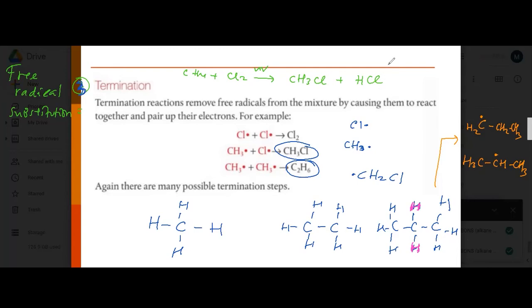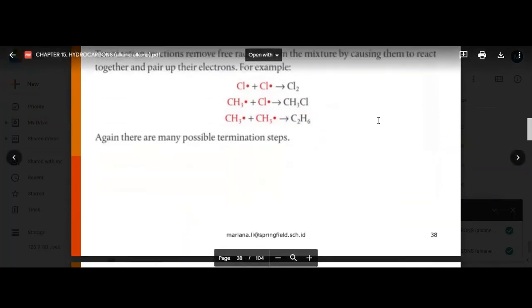Okay, I think that's all about free radicals. Is it clear? Okay, I hope so.